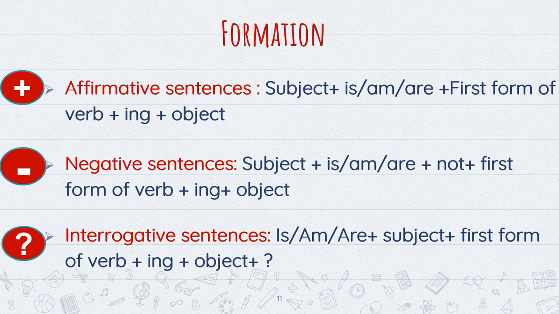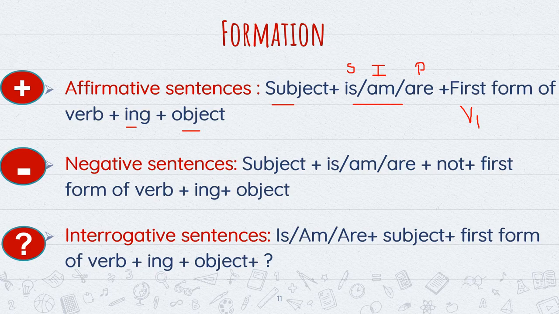Now, let's have a look at the formation of present continuous tense. The formation for affirmative sentences is subject plus is, am, or are, plus first form of verb, or we can say V1, plus ing, plus object. Now, the question arises where we will use is, am, or are. Is is used with singular subject, am is used with I, and are is used with plural subject.